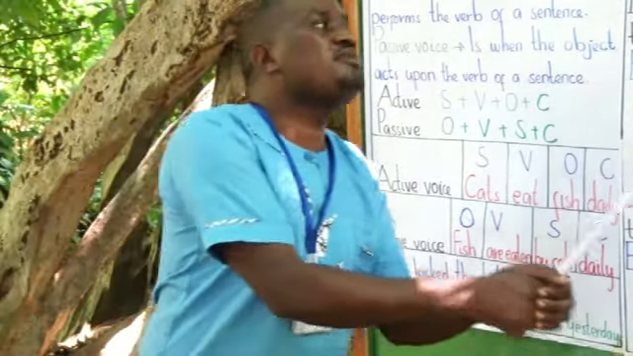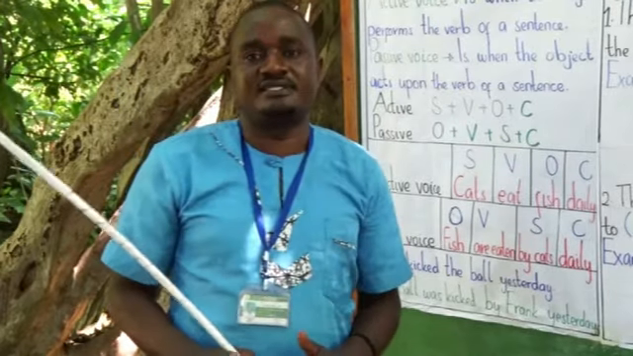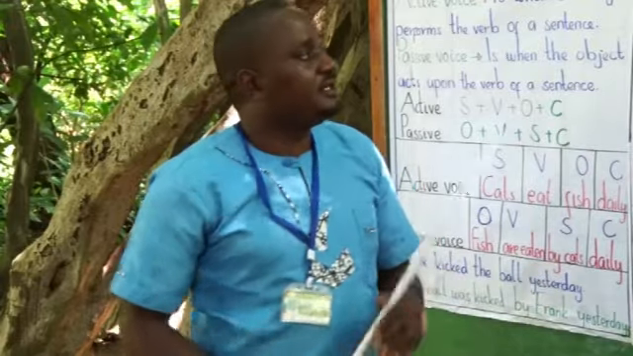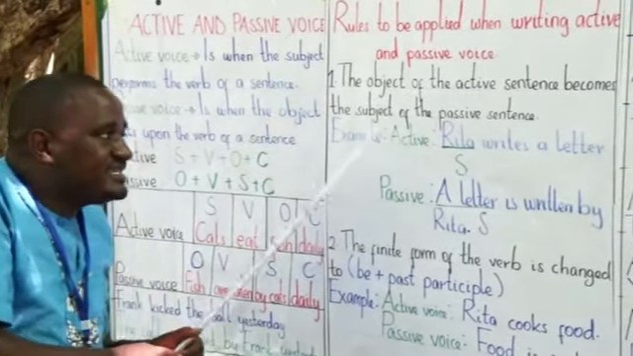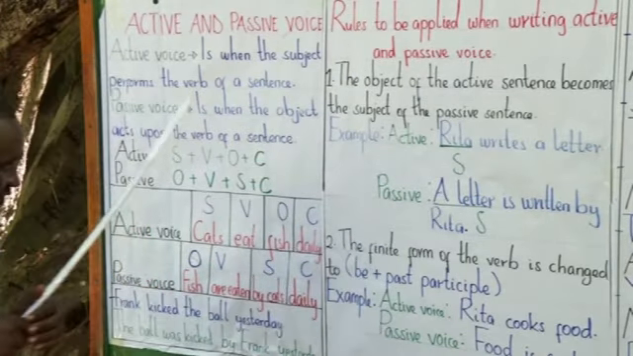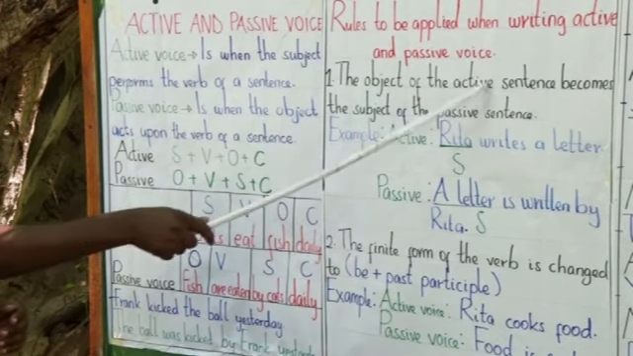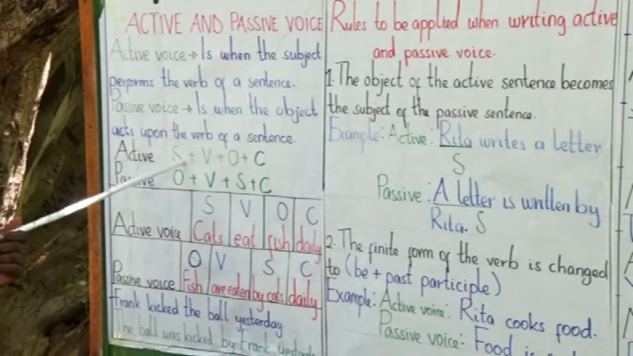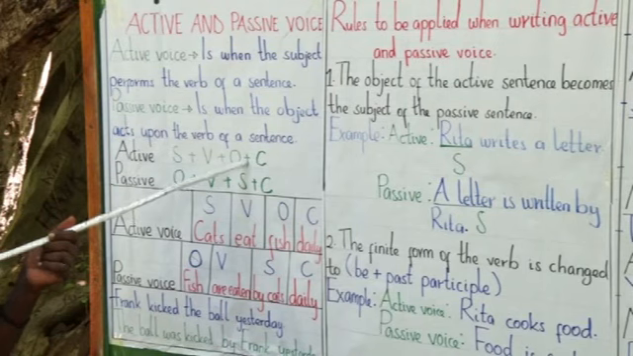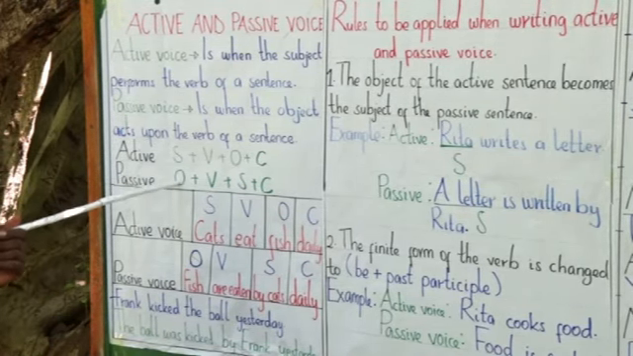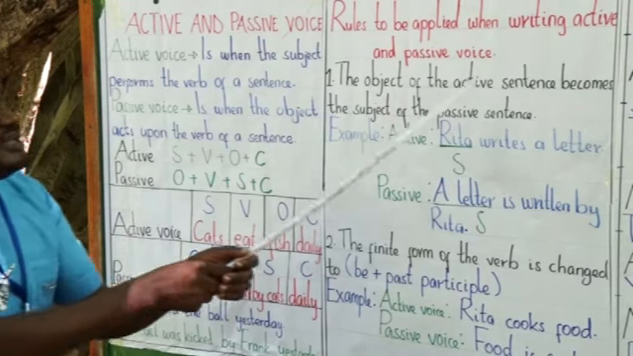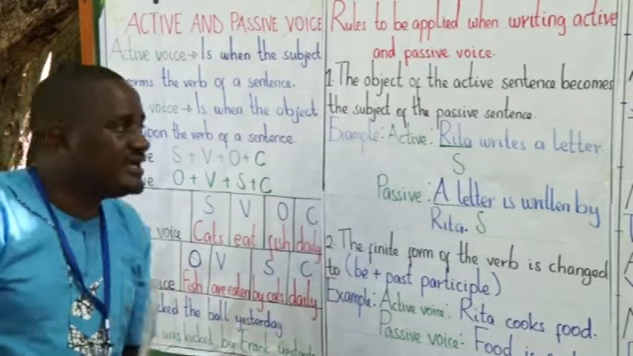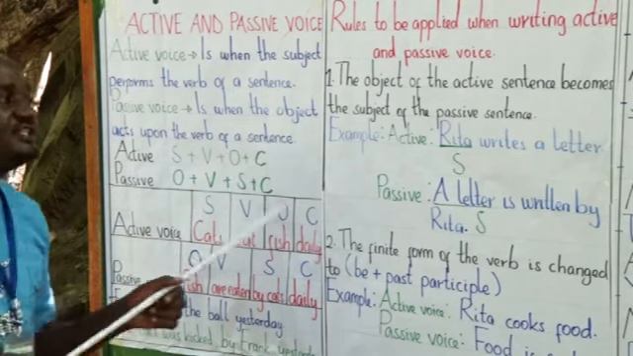From here, let's check the rules to be applied when writing active and passive voice. There are some rules to guide you on what to do. Rule number one: the object of the active sentence becomes the subject of the passive voice. From my structure, in active voice we have subject, verb, object. Then in passive voice, the object becomes our subject. I hope the structure will also guide you.